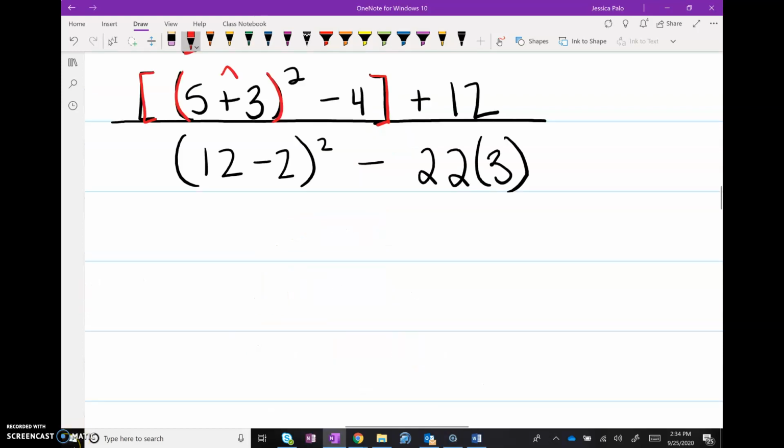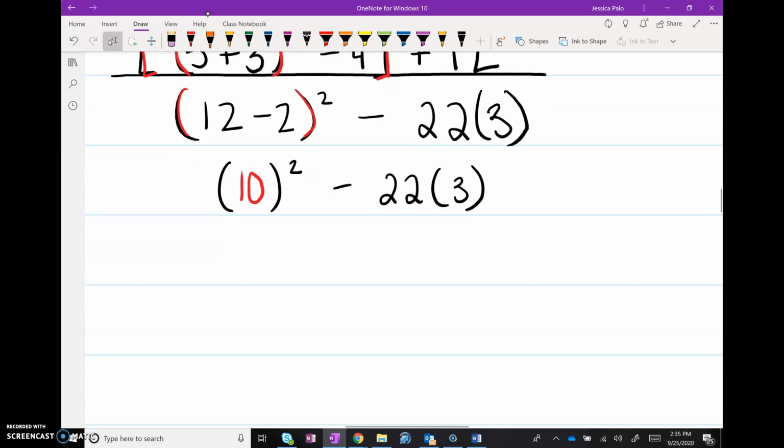Our denominator also has grouping symbols, but they're not as intense as the brackets. We just have some parentheses. In the parentheses, we have 12 minus 2, which equals 10. And then we bring down the rest of the problem. We are out of grouping symbols, but I see some exponents. Well, I see one exponent, 10 to the second power, which equals 100. And then we bring down the rest of the expression.